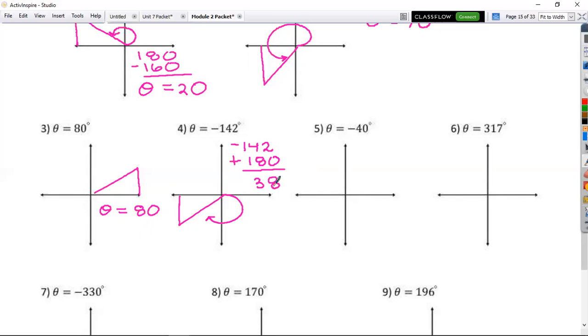All right, next, negative 40. So that's going to drop me just right down into quadrant 4. And it's very similar to a first quadrant, but because it's negative, you just want to think about taking the absolute value of this. So if you want, you can write it. So absolute value of negative 40 would give me 40.